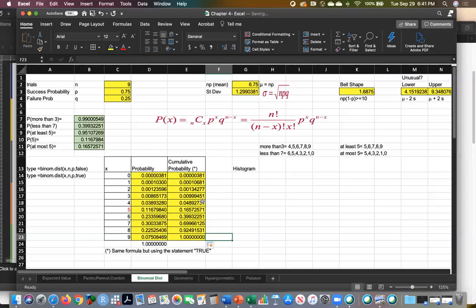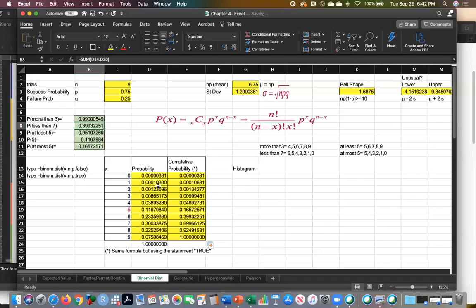So we can do the cumulative, for example, less than 7. So we have from 6, so the cumulative number, as you can see, is equal to this. So we can use this table to compute some of these values.